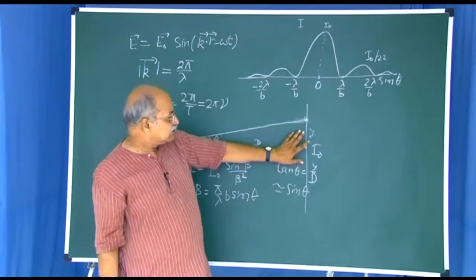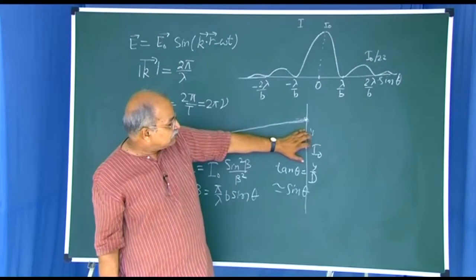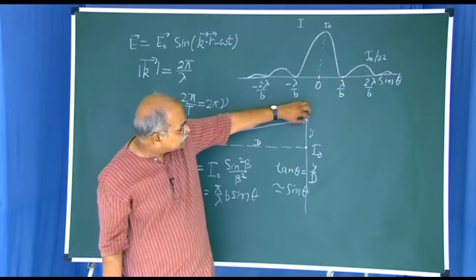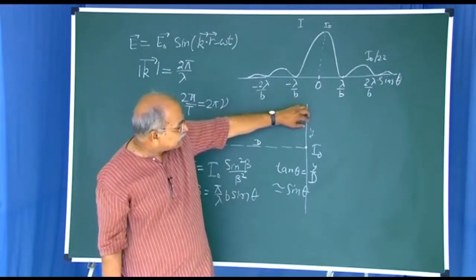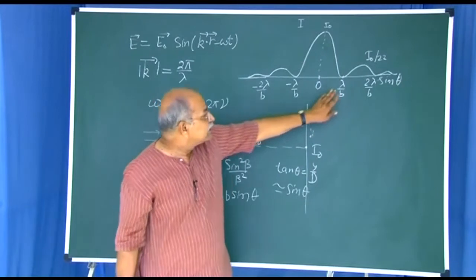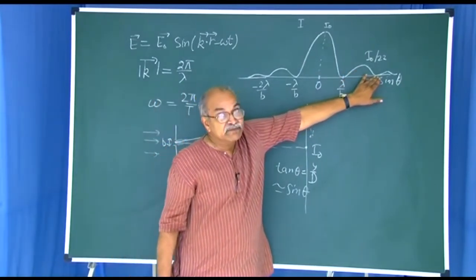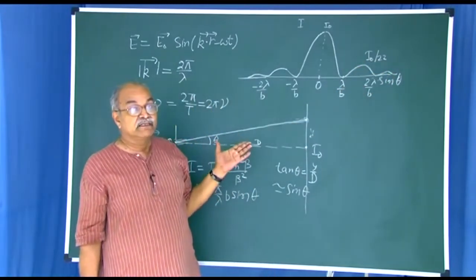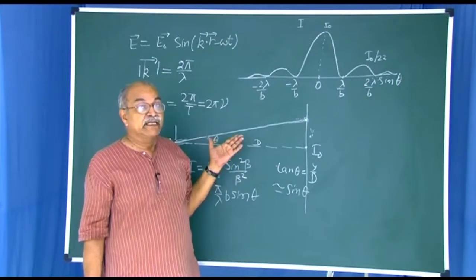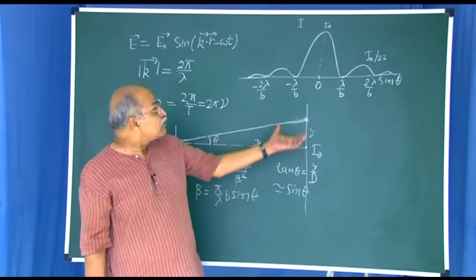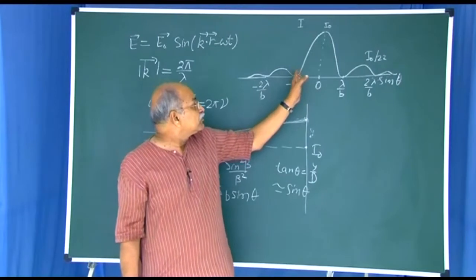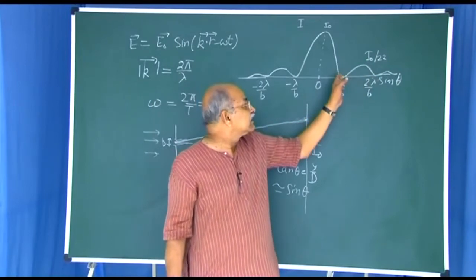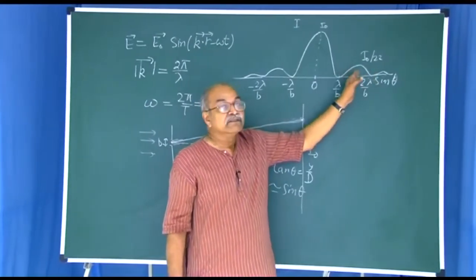So, you have a bright band, then you have dark, and then again you have a bright band which is not very bright, but still in its own neighborhood it is a band, and then again intensity becomes 0 and again it increases. So, you have an alternate dark, bright, dark, bright type of pattern. The central bright band will have a width, minimum to minimum, of 2 lambda by b, but the other brights will have a width of lambda by b only.